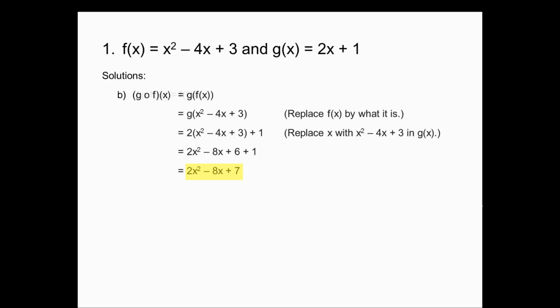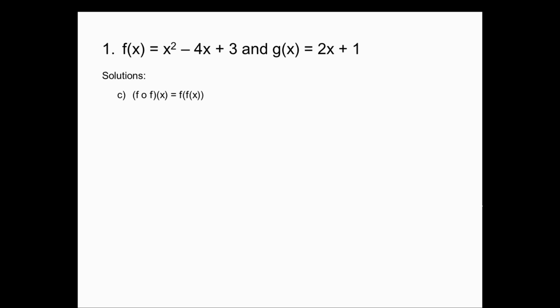Okay, part C is making me do f composed with f. So f composed with f of x is f of f of x. So, just like in the first two, the first thing I'm going to do is what's in parentheses. I'm going to replace f of x by what it is. It's x squared minus 4x plus 3. So I've replaced f of x by what it is.